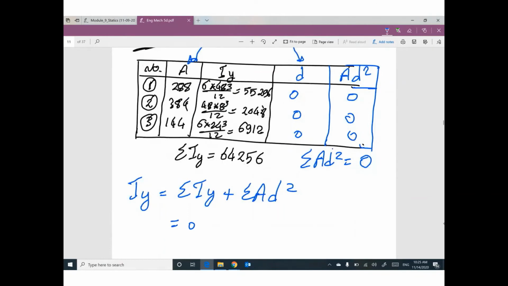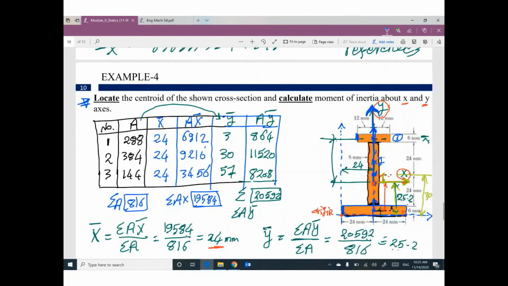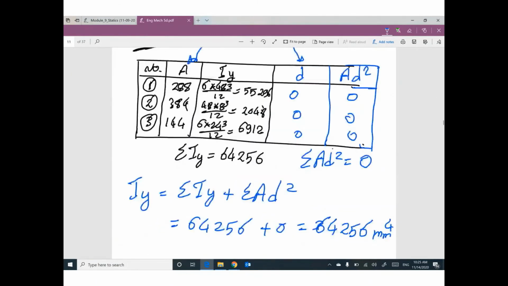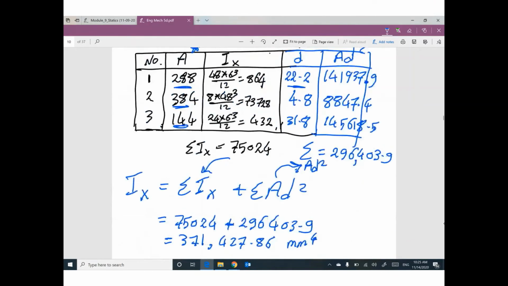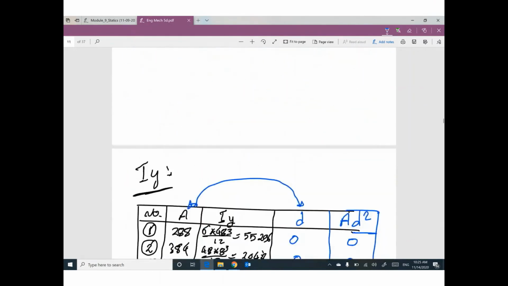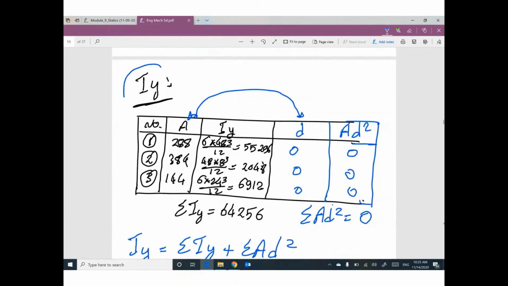Your value will be 64,256 plus 0, finally 64,256 millimeter to the power 4. So guys, to finish up this kind of problem, we need to set up 3 tables. The first one to locate the centroid. The second one to calculate the moment of inertia about x. The third one to figure out the value of Iy.